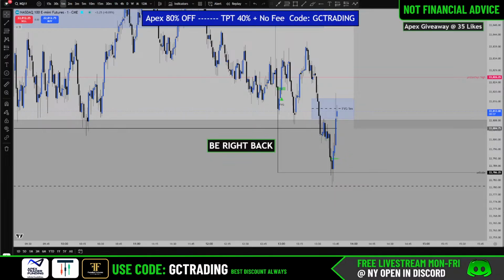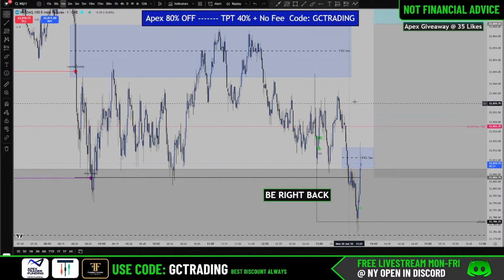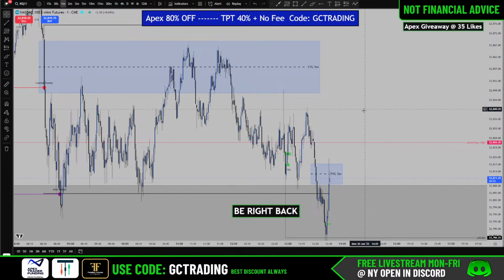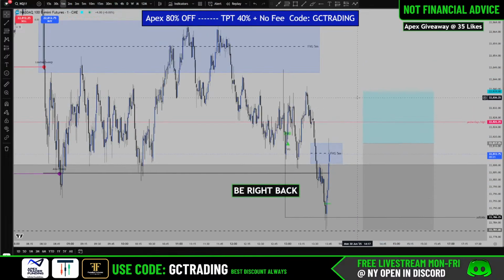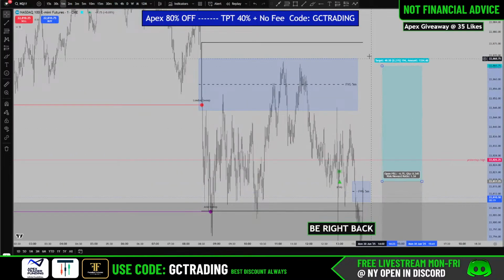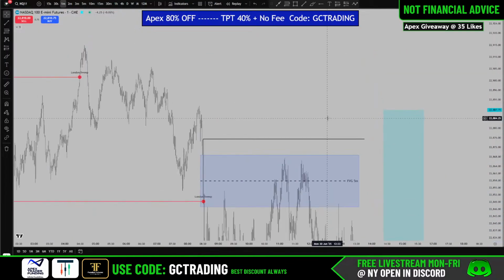Okay, so we just pulled right back up to that 5-minute gap. Wow. Okay, let's see what happens. Let's see if we do inverse here or if we continue through. If we do continue through and we inverse, maybe you can look to get long right there. Back up to all-time highs, something like that.